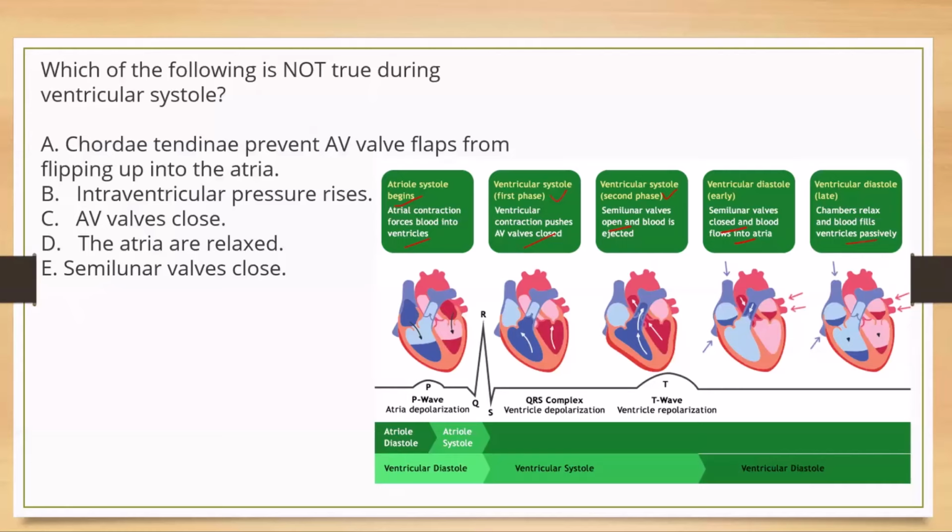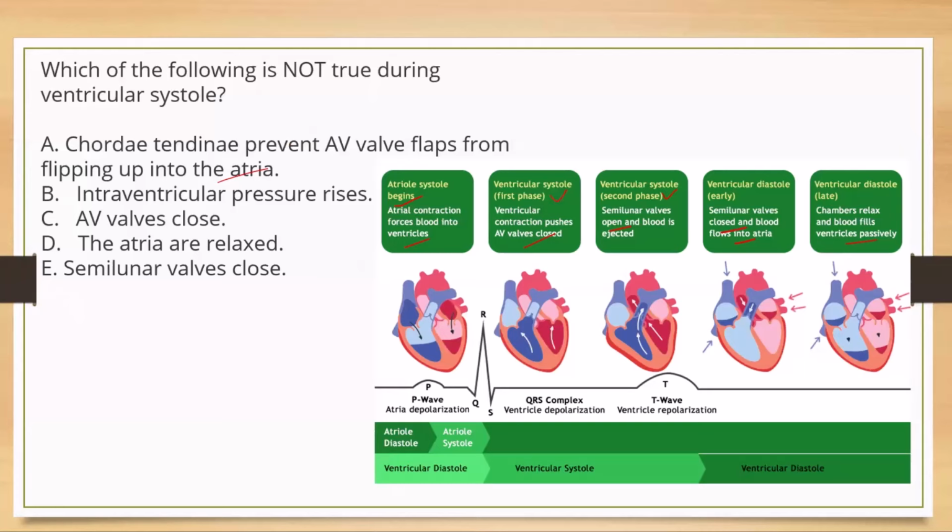So which of the following is not true during ventricular systole? A. The chordae tendineae prevent AV valve flaps from flipping up into the atria. Yes, I agree with you, because the chordae tendineae are connected to the papillary muscles, and they are connected to the valves. When it pulls, it closes the valves. So yes, during ventricular systole, that valve has to be closed.